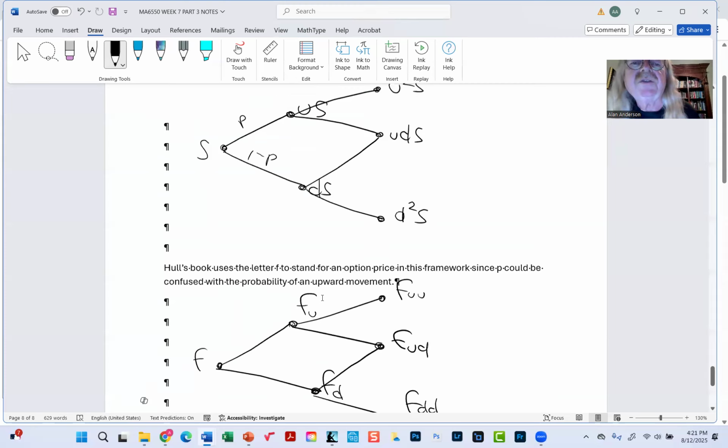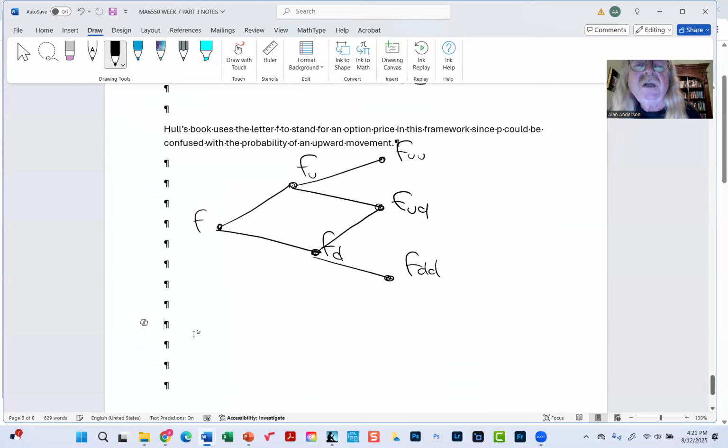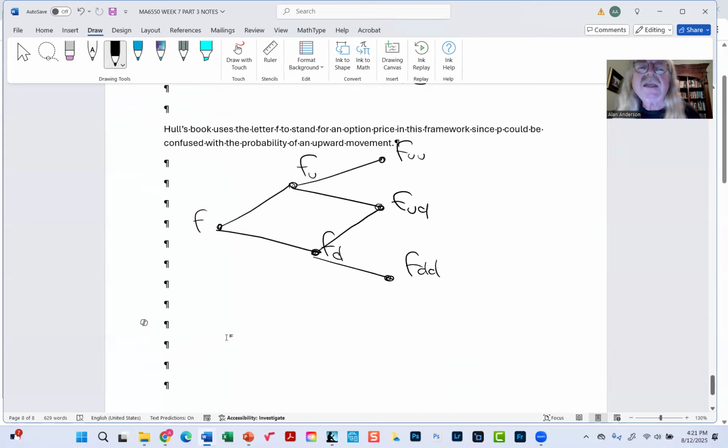Once we have our stock price tree in place, we can use it to fill in the option tree. Now, we're going to do this not from left to right, but from right to left. Believe it or not, we're going to start in the future and work our way back to the present. Because let's assume that this option, just to keep it simple, matures at time t equals 2.